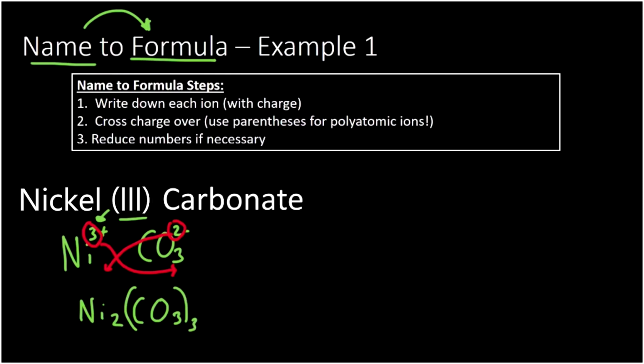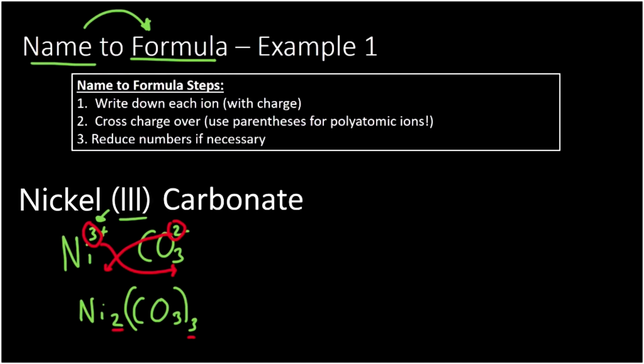Now, why did we have to do that? Well, remember, our ionic compounds are always neutral. And so now I have 2 things at +3 for a total of +6. And I have 3 things at -2 for a total of -6. So +6 and -6 cancel out.